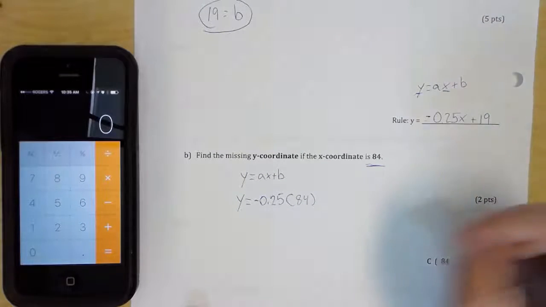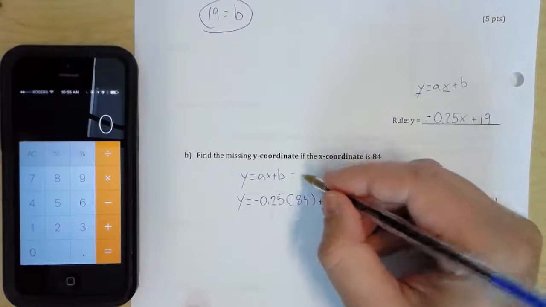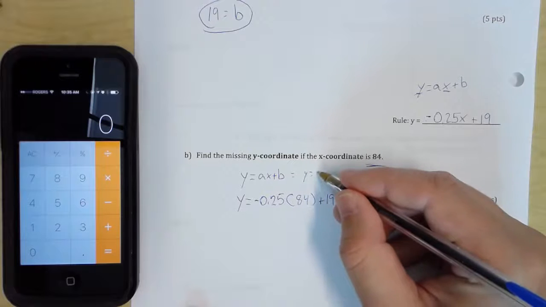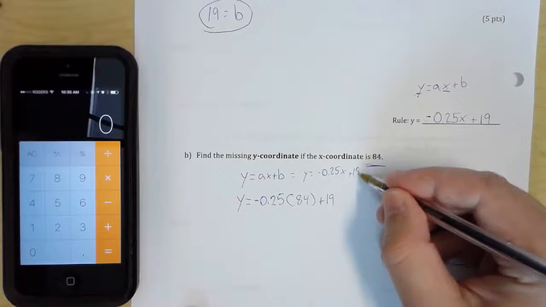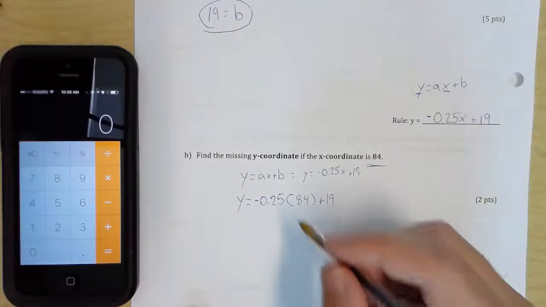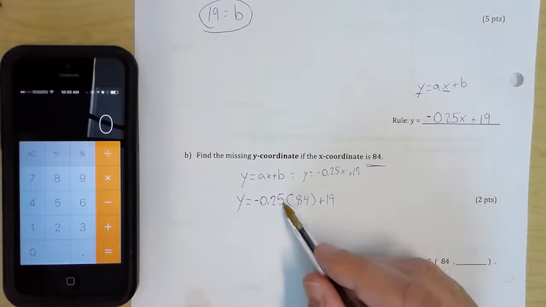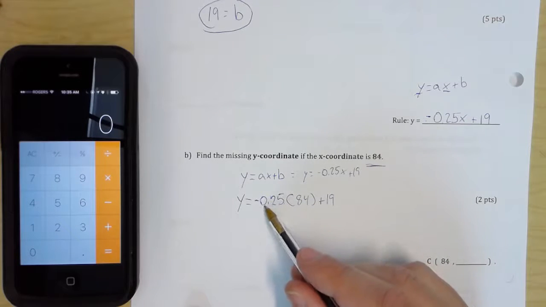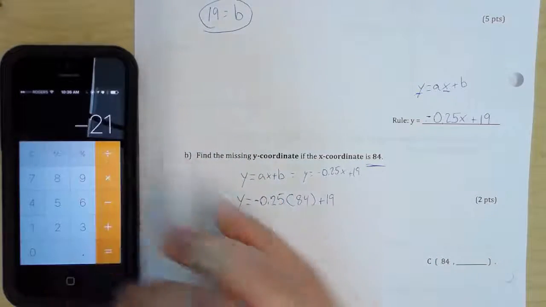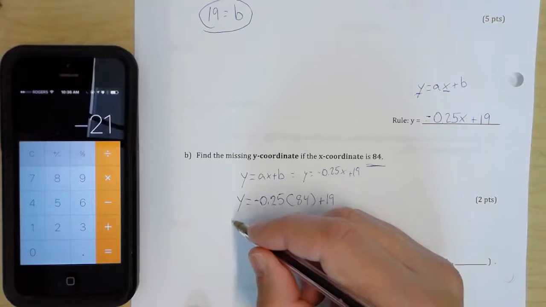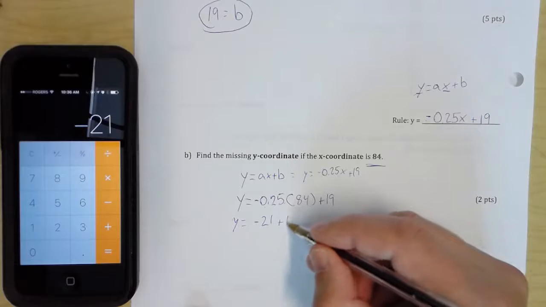And on this one, we also know what our b is. We know that it's 19. And I could throw that all in here. So this y equals ax plus b is y equals negative 0.25x plus 19. And then I'm just bringing it down over here. So now I'm going to solve for it. Remember from BEDMAS last year and the year before that, we're going to multiply first. So we're going to multiply our negative 0.25 times 84, and we're going to bring everything down. It's going to equal negative 21 plus 19.